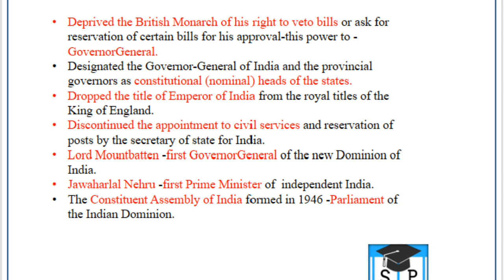At the stroke of the midnight of 15 August 1947, the British rule came to an end and power was transferred to the two new independent dominions of India and Pakistan. Lord Mountbatten became the first Governor General of the new Dominion of India. He saw in Jawaharlal Nehru the first Prime Minister of independent India. The Constituent Assembly of India, formed in 1946, became the Parliament of the Indian Dominion.